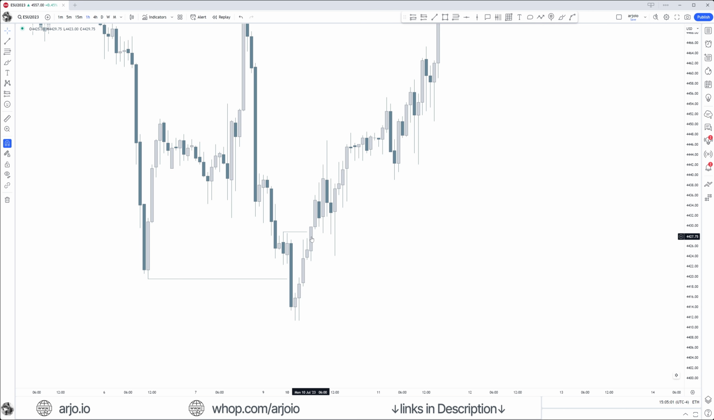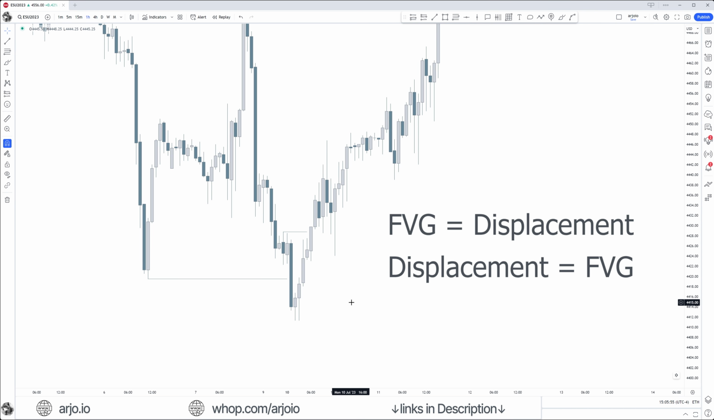And what does that lead to? That leads to now potentially creating an intermediate term low. If you remember the 2022 ICT mentorship entry model, it is a market structure shift with displacement. Of course, I'm naming the very basics of it, but it's a market structure shift with a displacement where we need to displace above the swing high. So above that swing high, we would need to see a displacement. How is displacement defined? A displacement is a fair value gap. Fair value gap equals displacement. Displacement equals fair value gap.